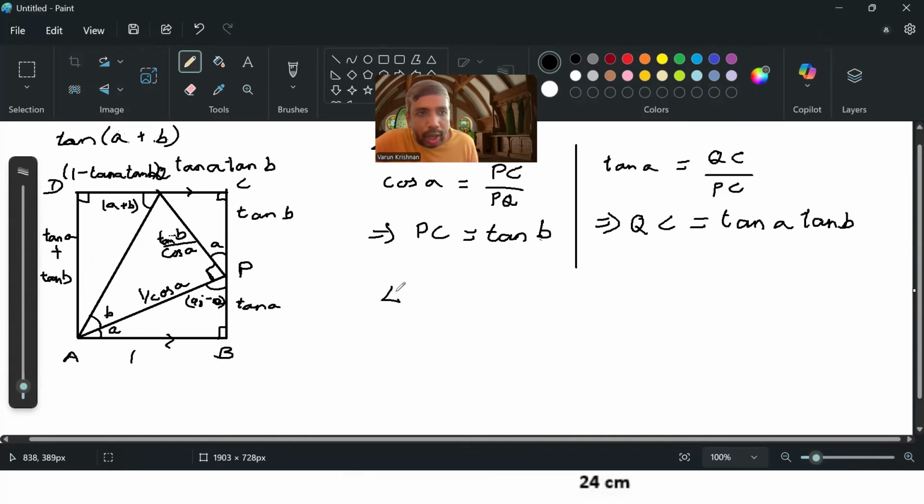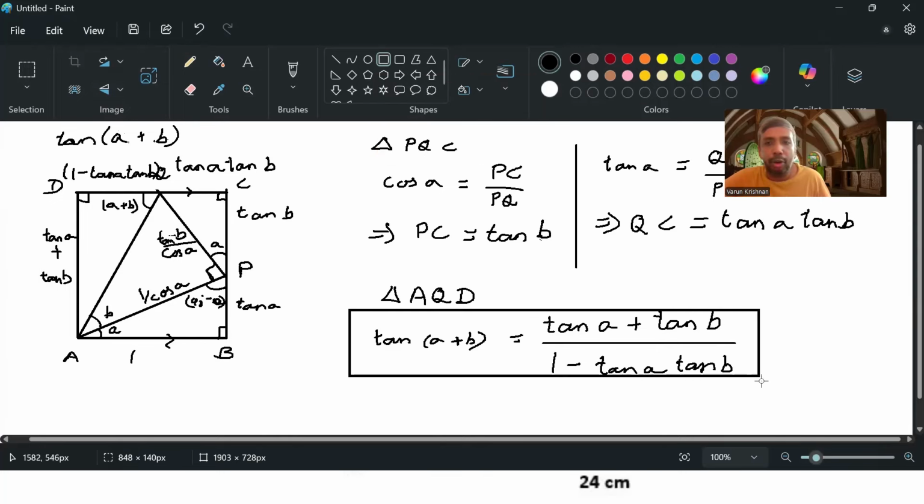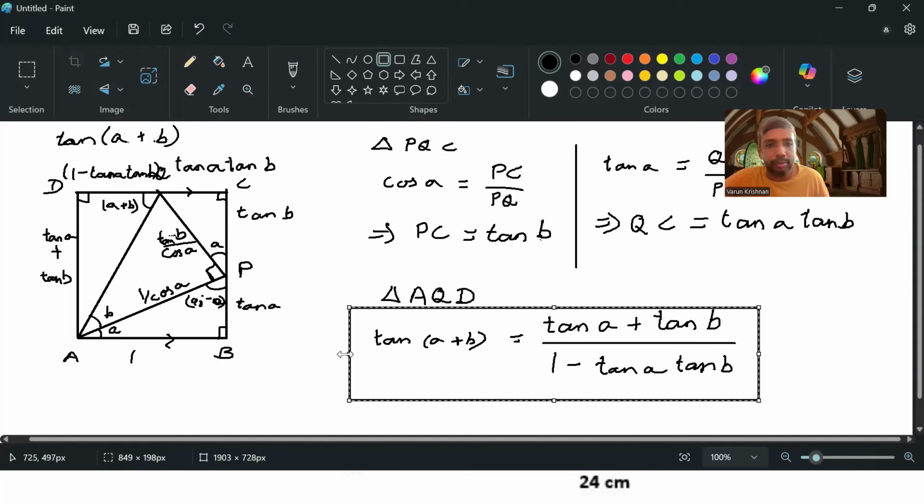So now in triangle AQD, this angle is A plus B. So tan of angle A plus B will be opposite side by adjacent side. Opposite side is tan A plus tan B, and adjacent side is 1 minus tan A tan B. This is the geometric proof of the compound angle formula for tan of A plus B.